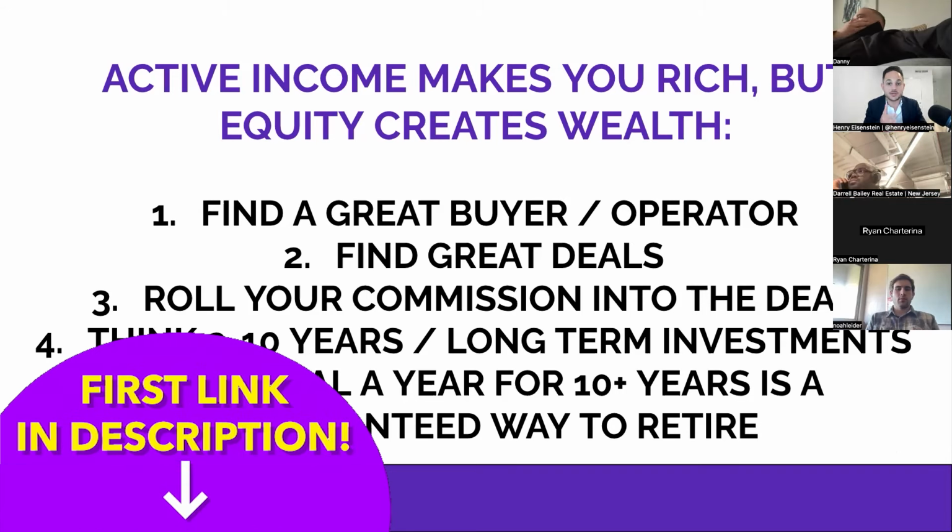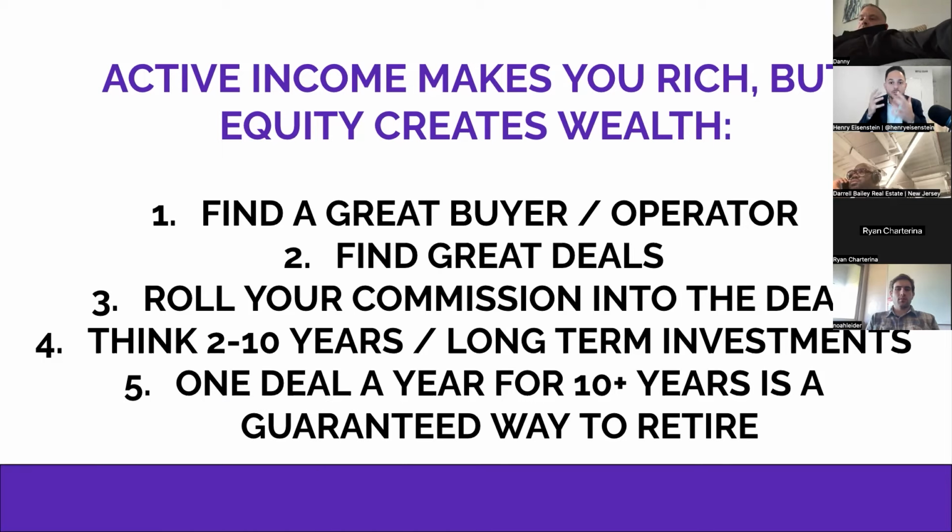Number two: along the way of finding those great buyers, you're hopefully going to come across some great deals. We talked about prospecting, how to find the lead list, what to prospect. You're going to come across some good deals. And instead of making a 2%, 3%, 5%, or 6% commission, roll some of that commission into the deal. Instead of taking 100 grand, make 25 and throw the 75 in, or whatever percentage you want.